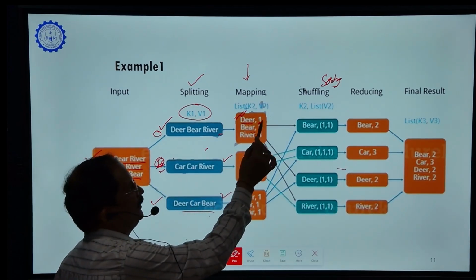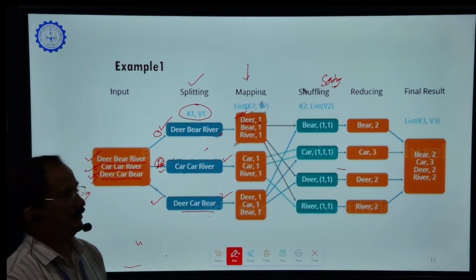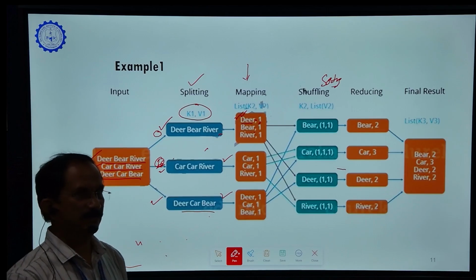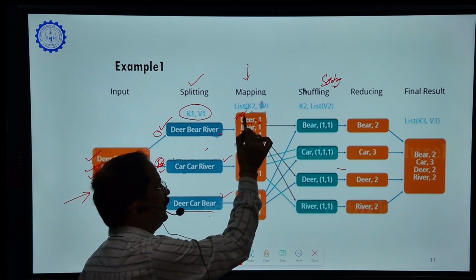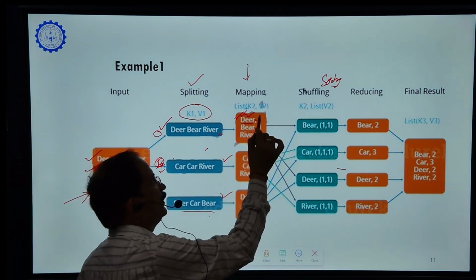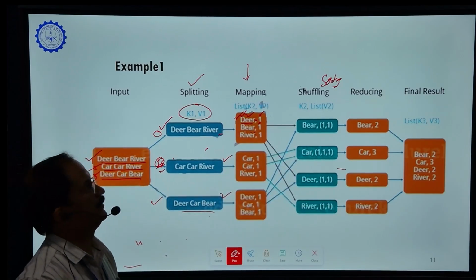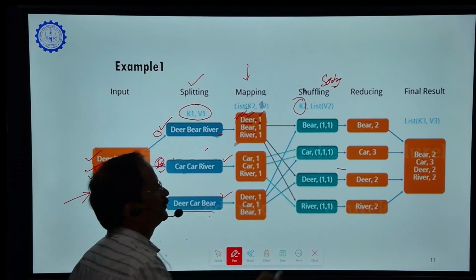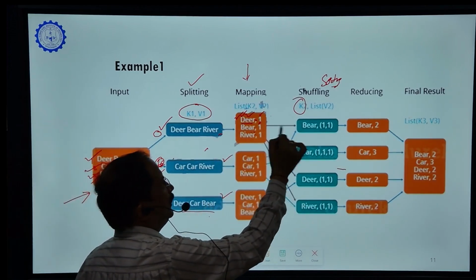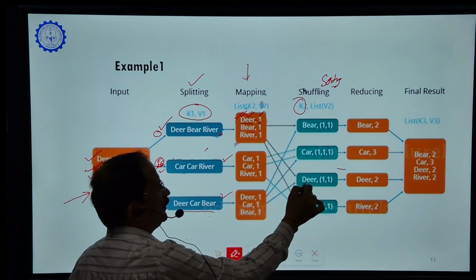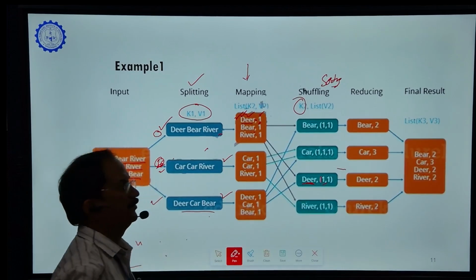So here deer 1 will be the input to the shuffling or the sorting. First we discuss the shuffling. Shuffling takes whatever the token and its value is and groups them into a single token. Here deer 1 comes one time and creates one entry in the list.